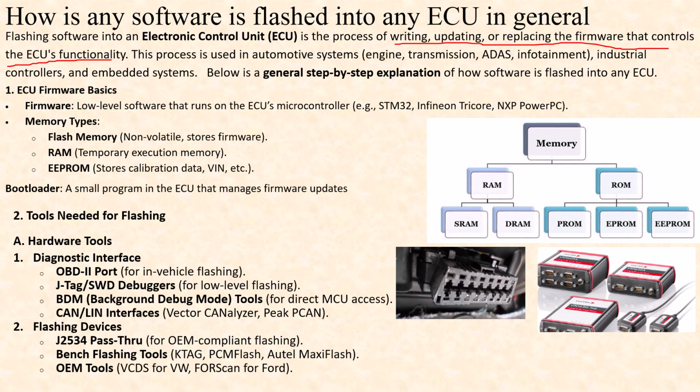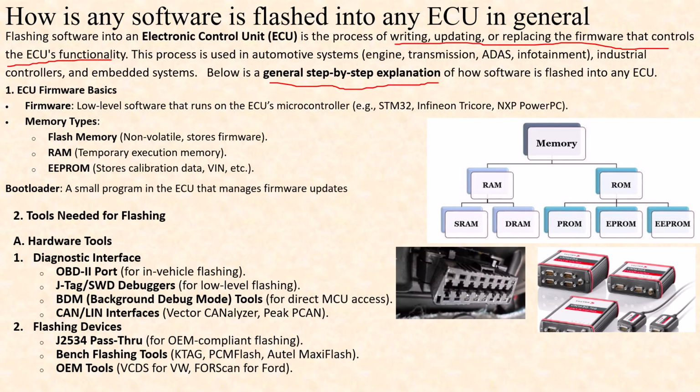Now this process is used in automotive systems. It can be engine or transmission or ADAS or infotainment, industrial controllers or embedded systems. Below we will see a general step-by-step explanation of how software is flashed into any ECU. First we will touch upon the ECU firmware basics.